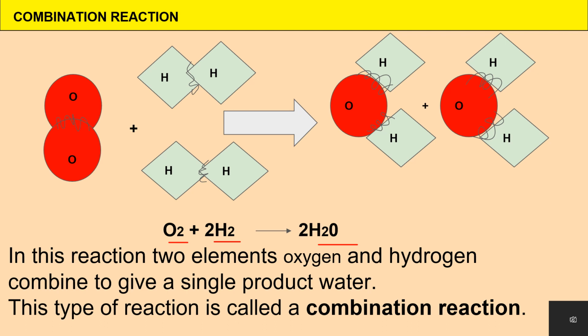Now, why is 2 written before hydrogen and before water? This is to balance the chemical reaction. This I have also explained to you in my earlier presentation of chapter 1 part 1. So the reaction becomes 1 mole of oxygen combines with 2 moles of hydrogen to give 2 moles of water. So here we see the product is water only. Moles are 2, but the product is only water. So this is an example of combination reaction.